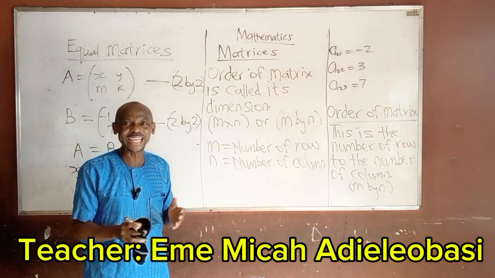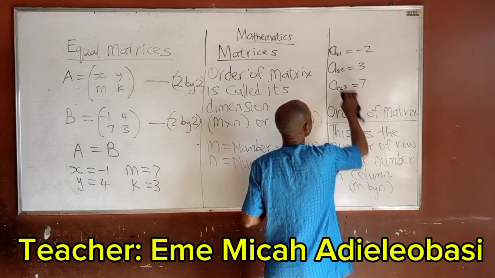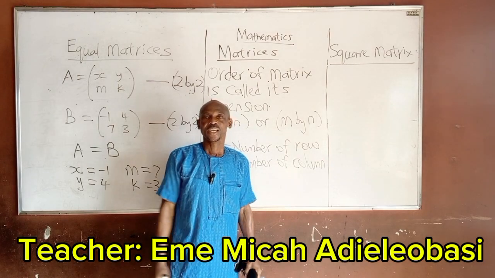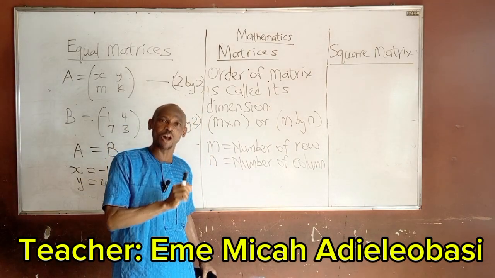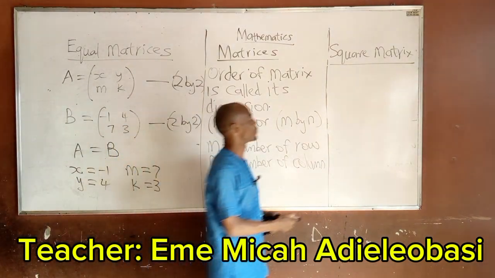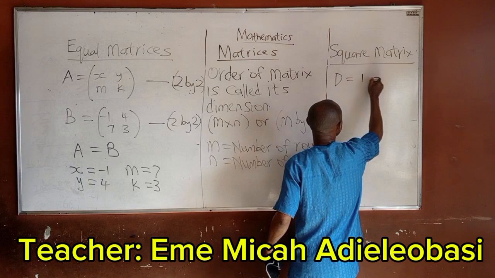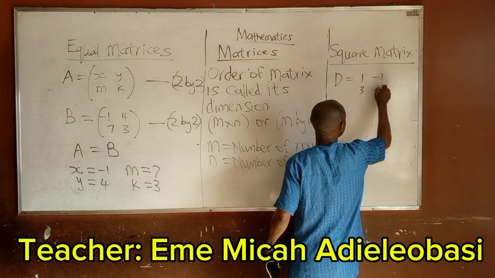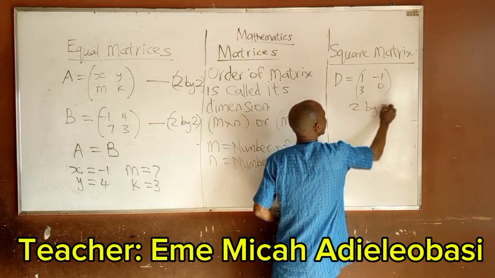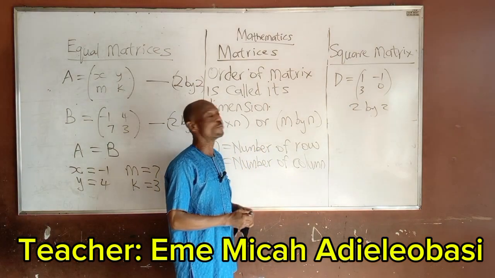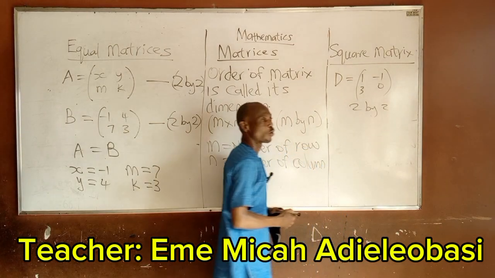Now next, what we are going to learn in our matrix is the square matrix. What is a square matrix? A square matrix is a matrix that has equal rows and equal columns. Let's look at an example of a square matrix. Let's say we have matrix D equal to 1, -1, 3, 0. This is a 2 by 2 matrix, so it's a square matrix. It has an equal number of rows and columns.